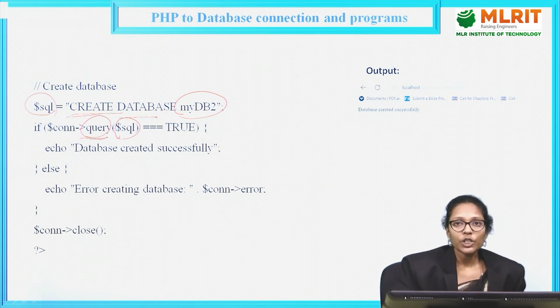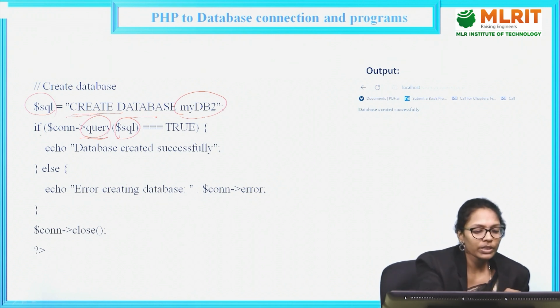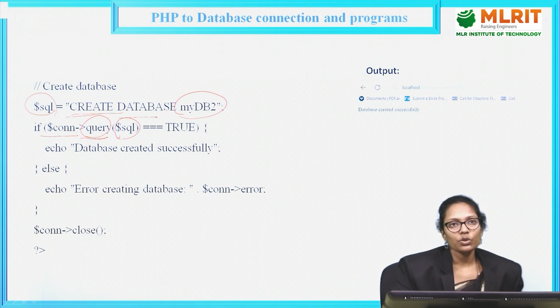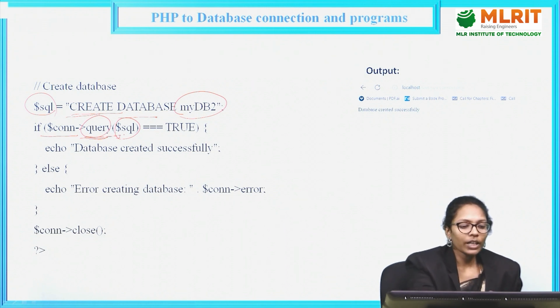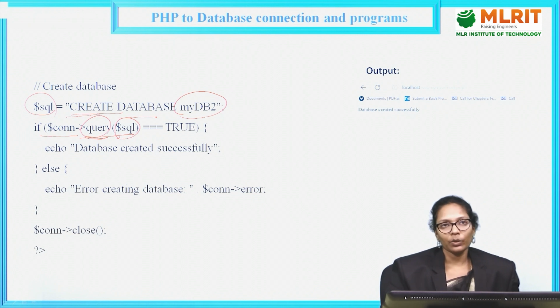But I should use the connection object here to execute this query. So what is the connection object I have? $con. So $con arrow mark query of $SQL. Now this function will return a boolean value. If you have a successful execution, then it will return true, otherwise it will return false.